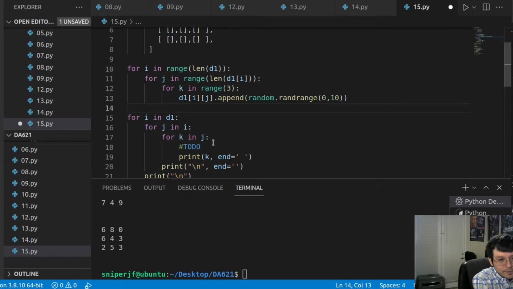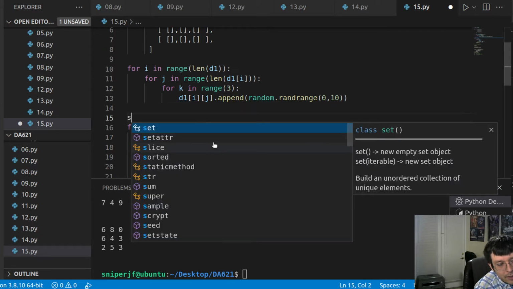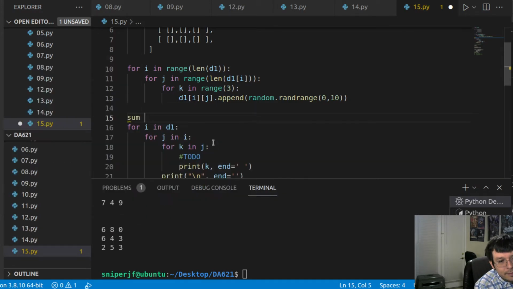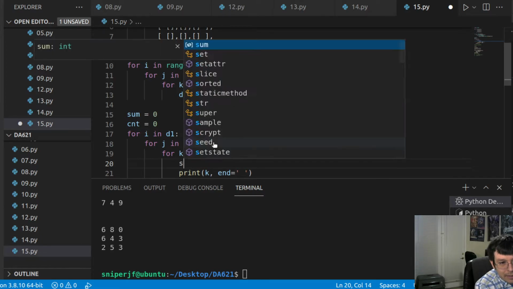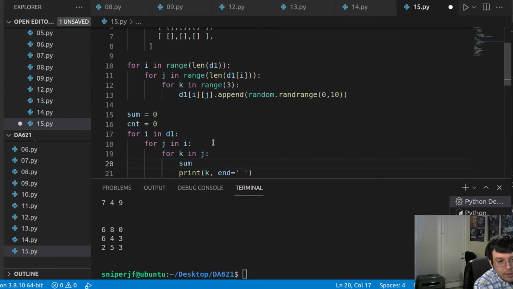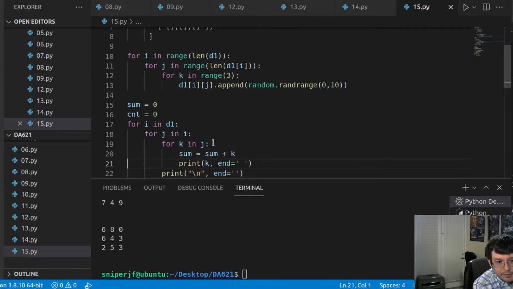So let's just go ahead and say sum. We're gonna put in that sum as 0. We're gonna put count 0. And now we're going to go ahead and say sum is going to be equal to sum plus the new value, which is what is in k.